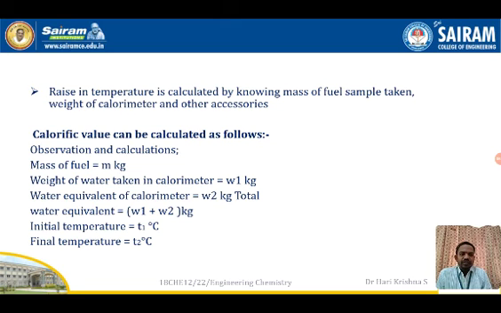Let us consider the mass of the fuel which we are going to take as m kg. The weight of water taken in the calorimeter is W1 kg, and the water equivalent of the calorimeter is W2 kg. Why should we consider the weight of water in the calorimeter? Because, for instance, we are going to take this much water, which is hardly 25 ml, right? We are going to take another 1 liter of water.